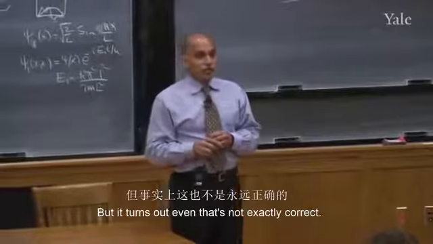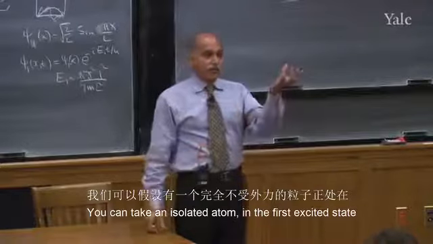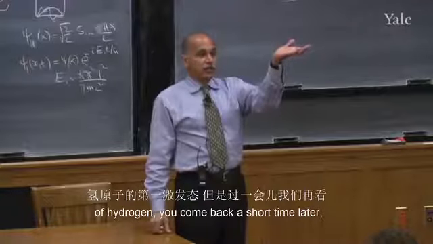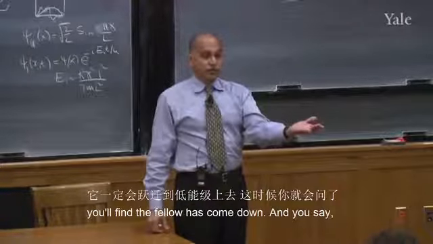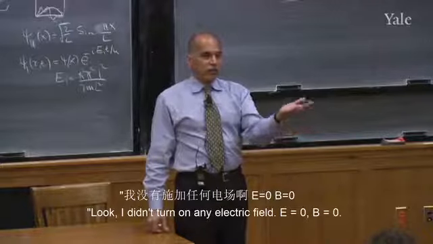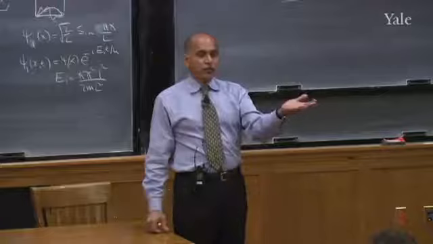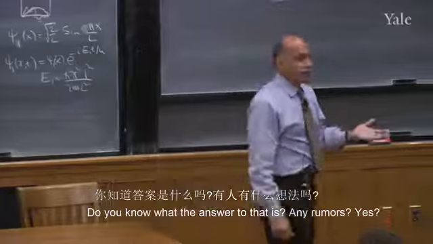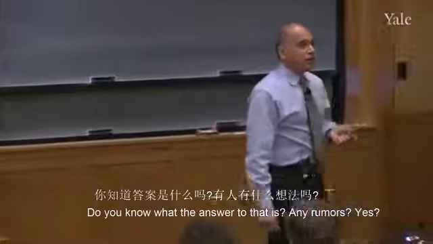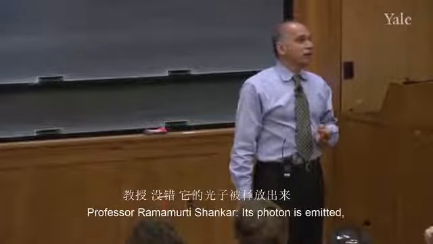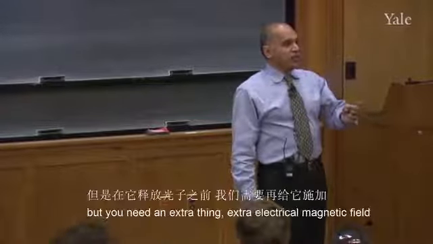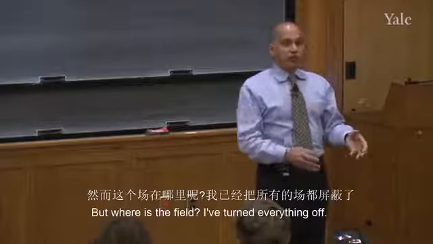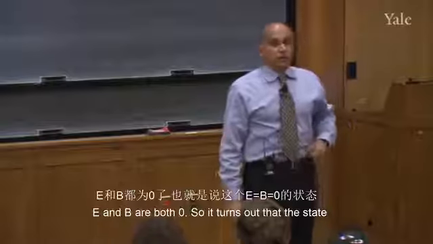Well, it turns out even that's not exactly correct. You can take an isolated atom in the first excited state of hydrogen. You come back a short time later, you will find the fellow has come down. And you say, look, I didn't turn on any electric field. E equal to 0, B equal to 0. What made the atom come down? Do you know what the answer to that is? Any rumors? Yep. Photon emission? The photon is emitted, but you need an extra electric or magnetic field to act on it before it will emit the photon. But where is the field? I've turned everything off. E and B are both 0.